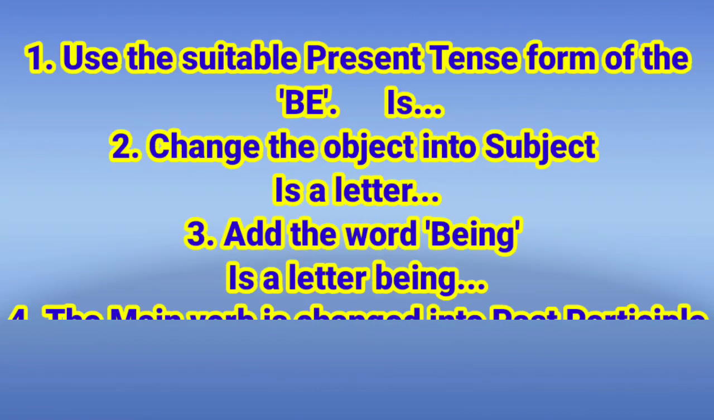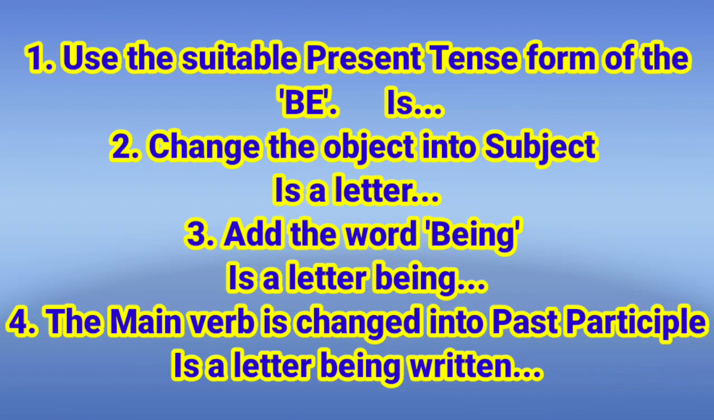First, we have to use the suitable present form of the be, that is. Second, change the object into subject, that is a letter. Friends, in the beginning of the sentence, we have started with a helping verb, that is, because a letter is a singular. So, we have written is in the beginning of this sentence.